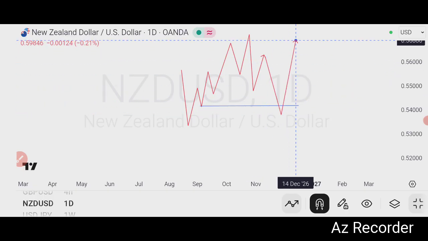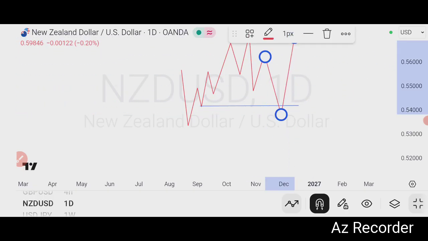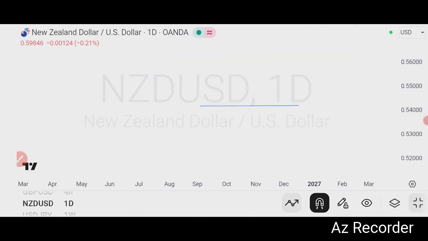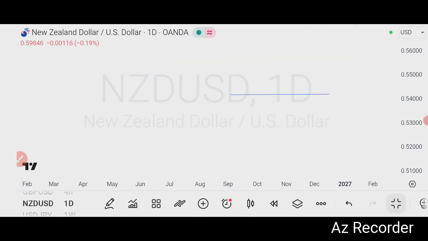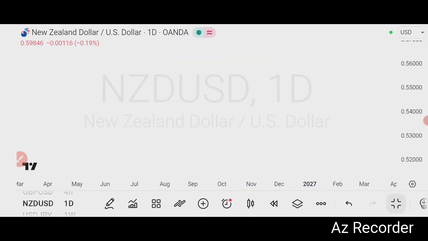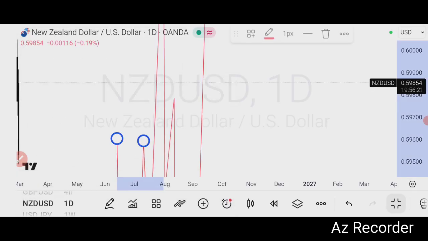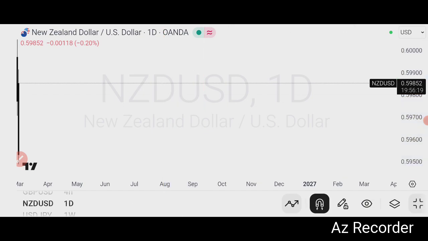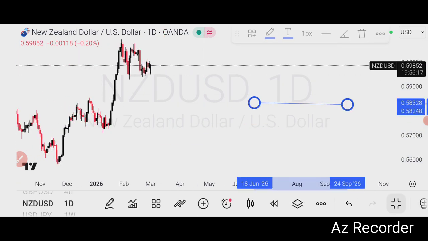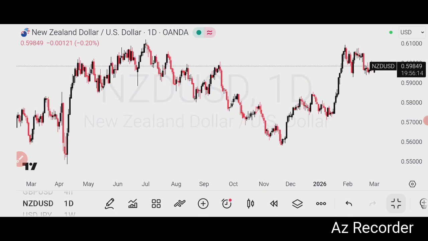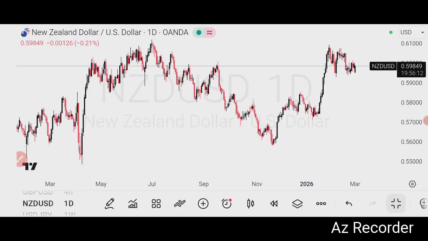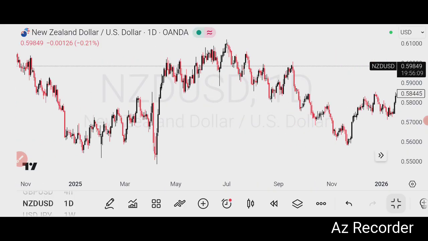If you can spot liquidity this way, you don't need to stress yourself to know about trendline liquidity and the rest of them. You just stick to this. Okay, so let me go to the chart and explain what I mean. So this is NZDUSD. So on NZDUSD, what can we see?